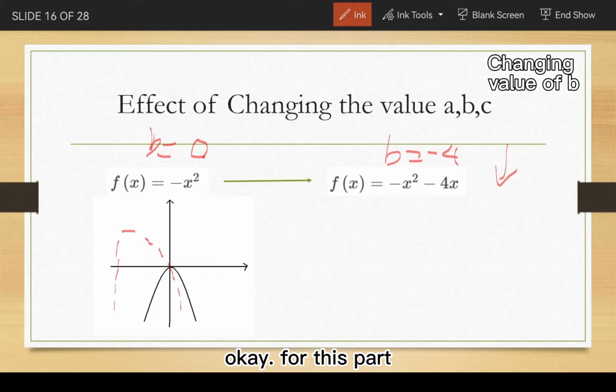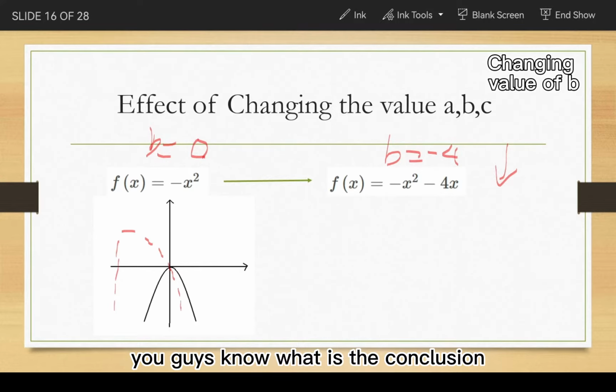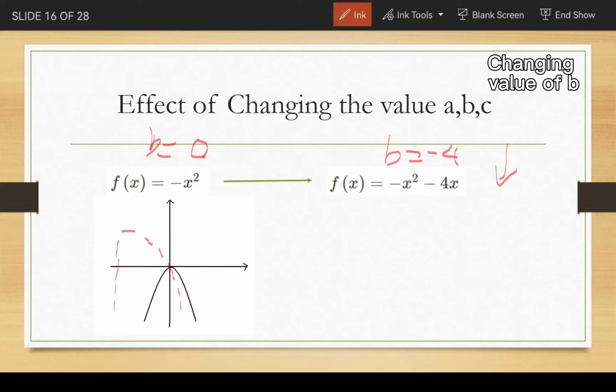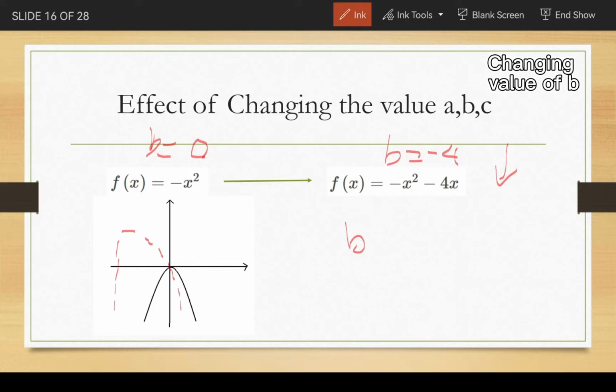Okay, so for this part, do you know what the conclusion is? For this part, the conclusion is the value of b determines the position of the axis of symmetry.